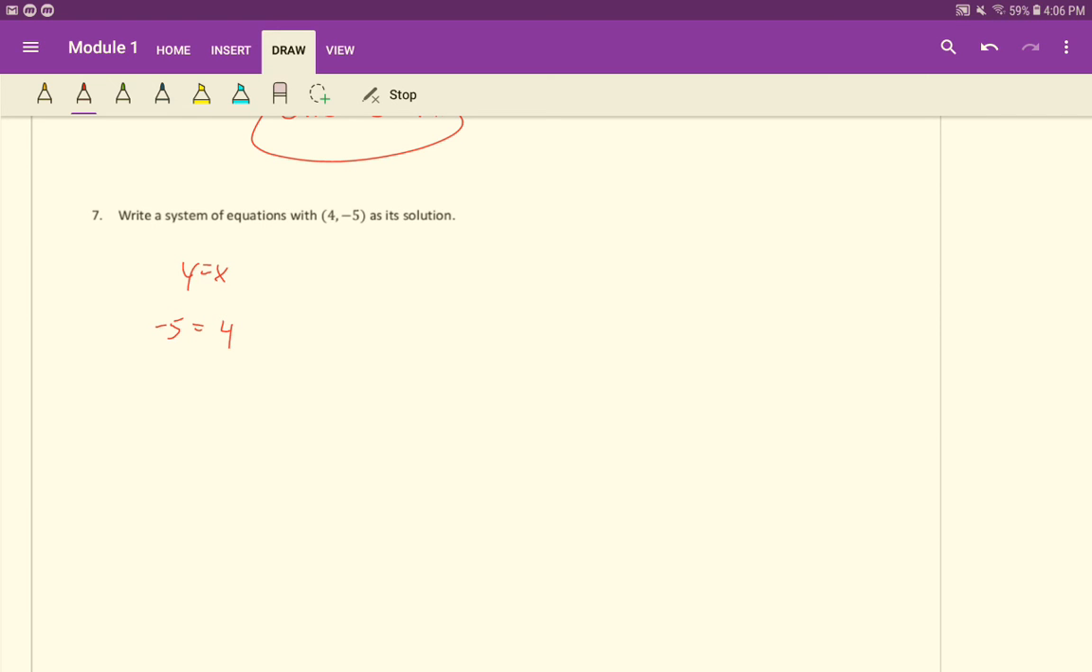So what can I do to 4 to make it -5? Well, I could, for example, subtract 9. So in other words, if I make this y equals x minus 9, then that will make my equation work. What else could we do? Well, I could do y equals 2x, so that would result in -5 equals 2 times 4, right?